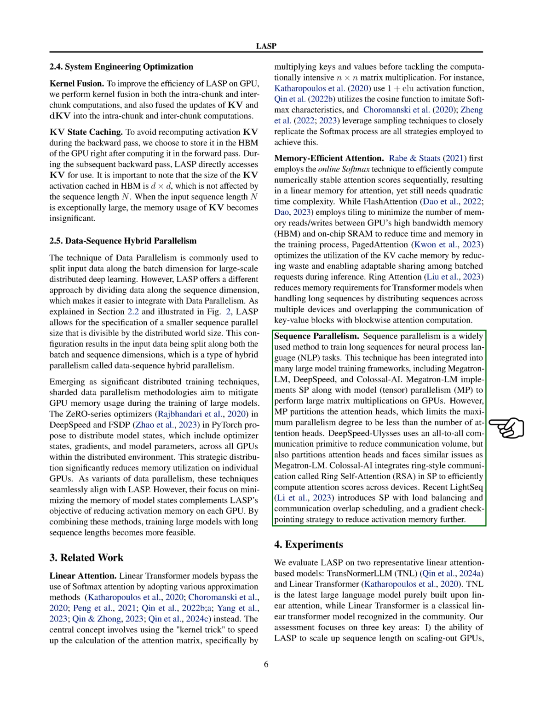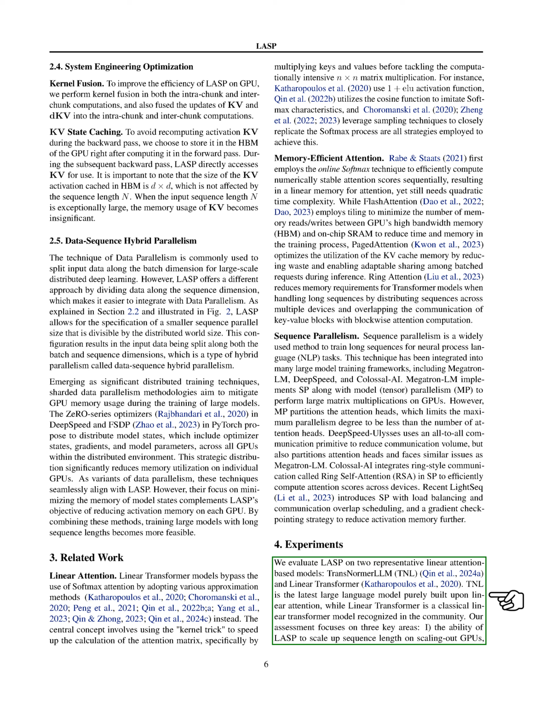Sequence parallelism is commonly used in training long sequences for NLP tasks and has been integrated into frameworks like Megatron-LM, DeepSpeed, and Colossal-AI. We conducted experiments to evaluate LASP on models like TransNormerLLM and Linear Transformer, focusing on its scalability with sequence length, convergence, and speed compared to other sequence parallelism methods.